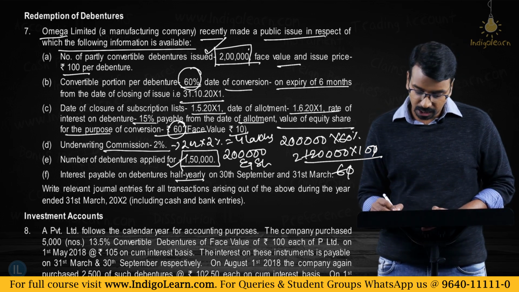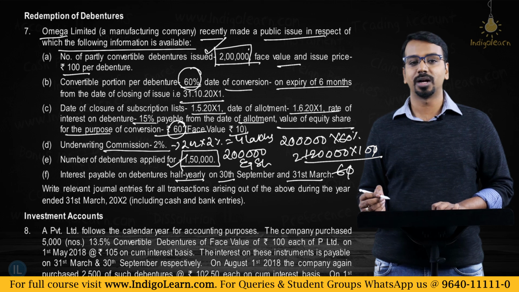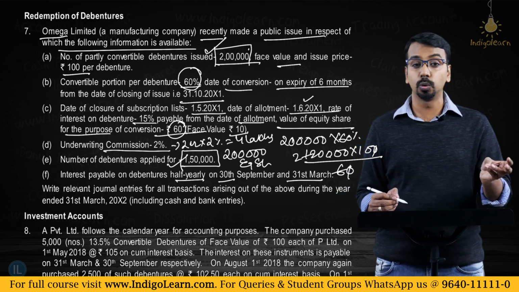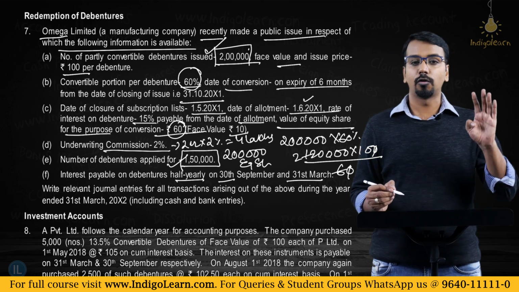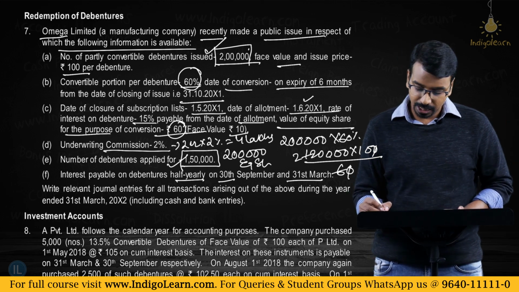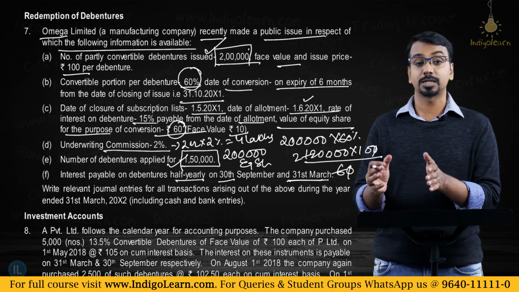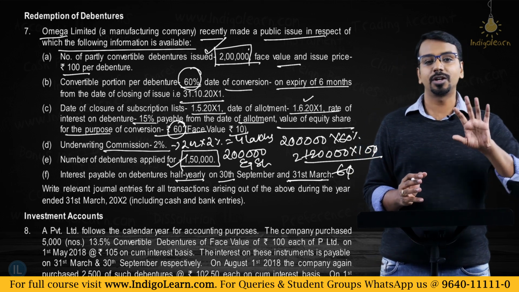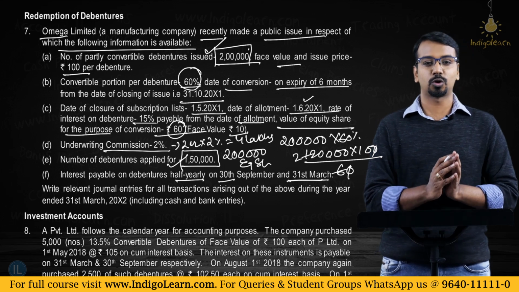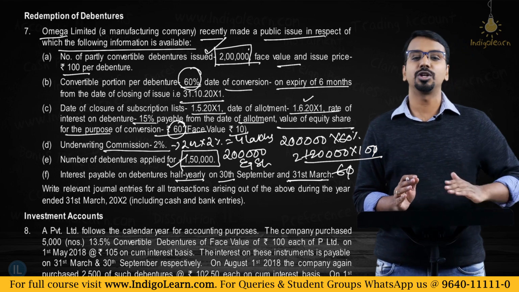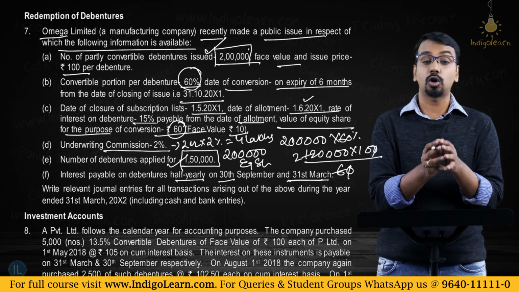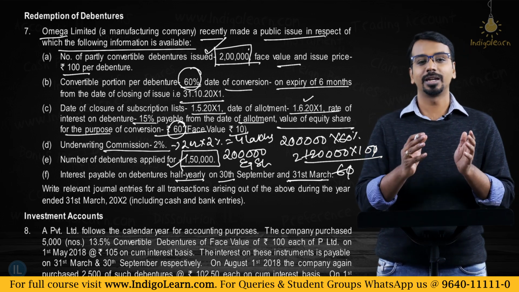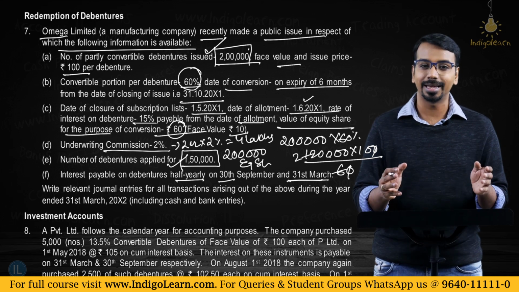Interest payable on debentures is half yearly on 30th September and 31st of March. So on 30th of September you will pay interest from 1st of June, that is June, July, August, September. For 4 months interest will be paid. Then next it will pay on 31st March for 6 months. Now when you pay interest on 31st March, one thing you need to keep in mind is a part of debenture existed only till 31st of October, from which date we have converted them into equity shares. So interest on that portion will be paid only for 1 month, and on the remaining part you will pay interest for entire 6 months.